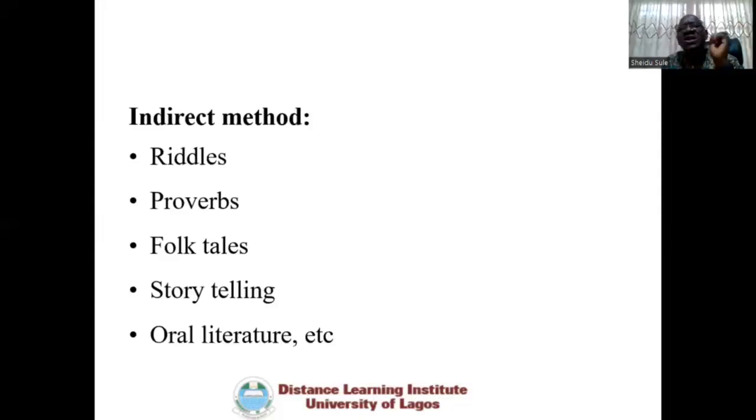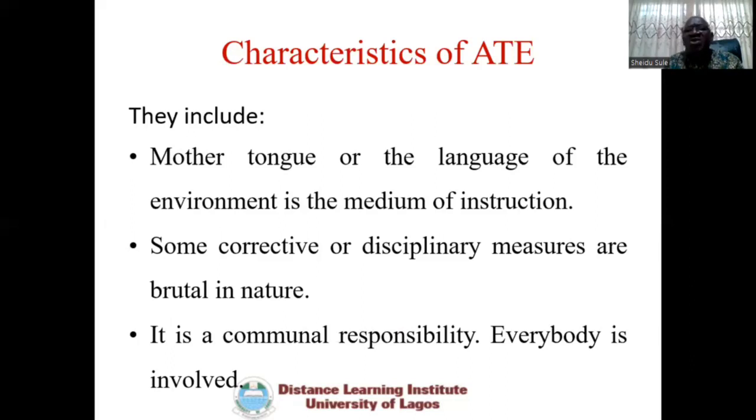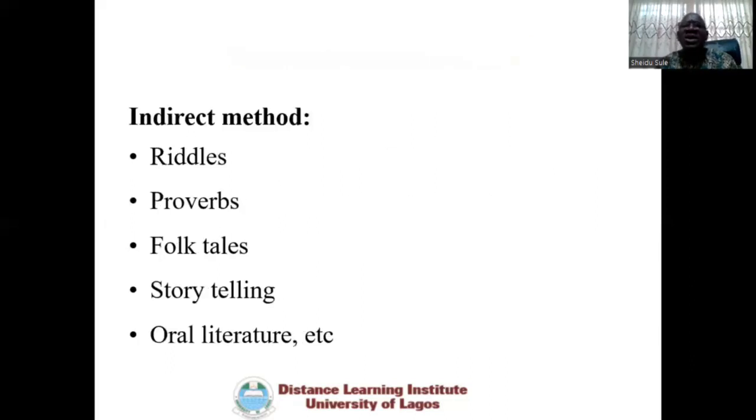Then indirect method is another method through which we acquire African traditional education, or we teach the younger ones. In fact, through indirect method, we have the following: riddles and jokes, proverbs, folk tales, storytelling, oral literature, etc. Sometimes in certain situations, the two methods are combined simultaneously to transmit knowledge and vital information to the younger ones.